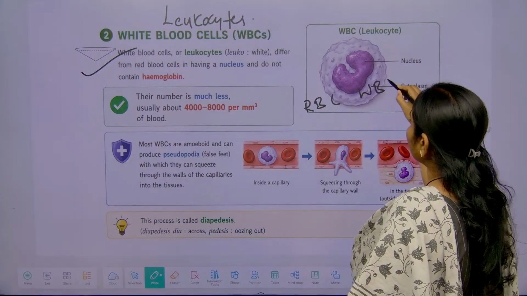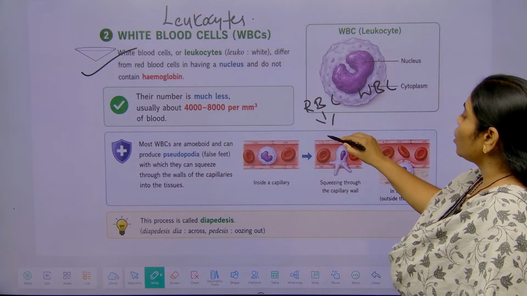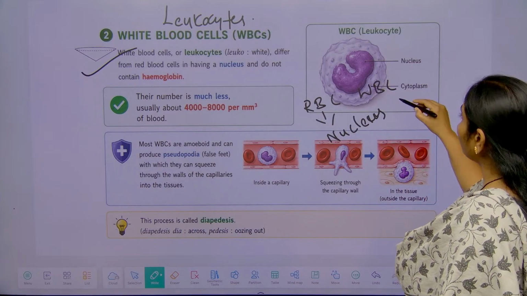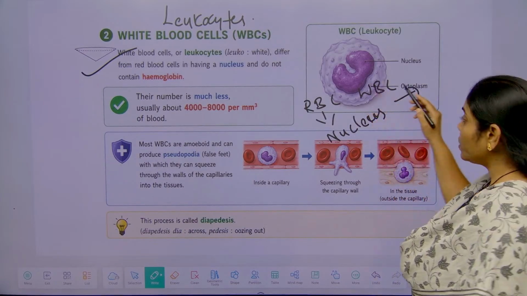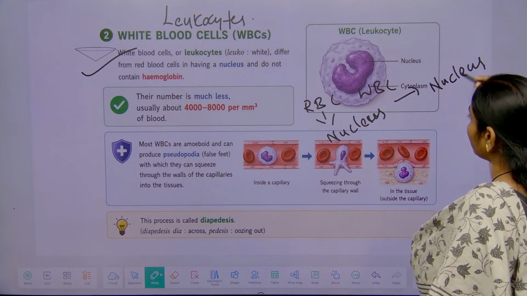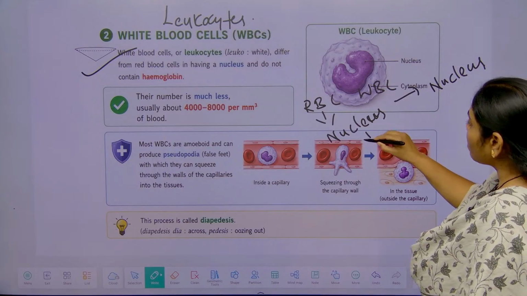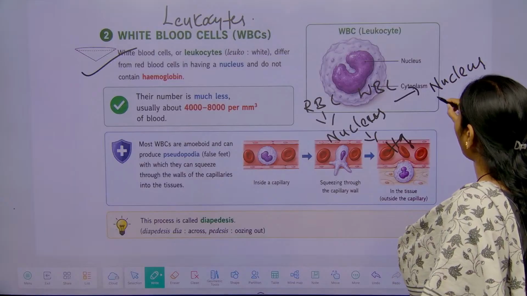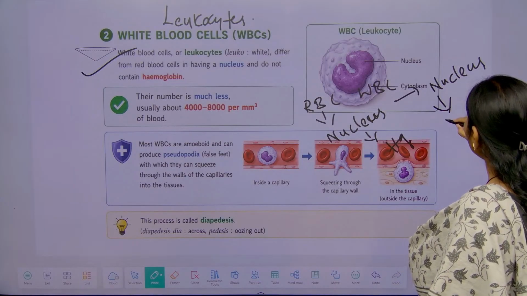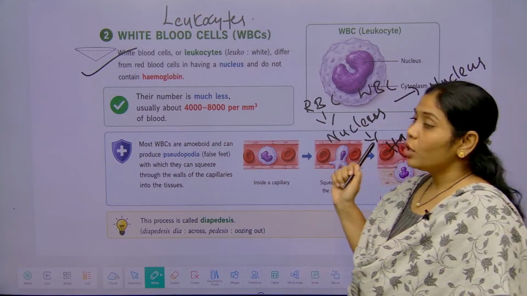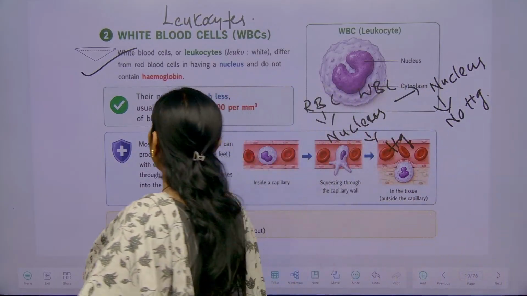Here, as we have discussed, the RBC does not have a nucleus. Coming to the WBC, these are with the nucleus. The RBC has pigment, that is hemoglobin, and the WBC has no hemoglobin. So, these are the two variations we can identify.